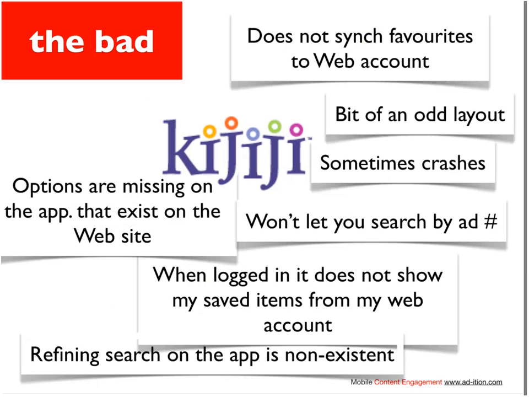When it comes to the negative, the big one, remember we talked earlier about making sure you integrate as much as possible with your other business platforms. People are complaining, saying it doesn't sync your favorites to your web account. So if I save something on the application, I go onto the website, it's not there. I've got to keep going back to the application to get that information. Crashes, we got that a lot. Options are missing in the app that exist on the website. Won't let you search by ad number. Refining search on the app is non-existent. So we've given people one rudimentary way to search for things, but they're saying, well, no, I want a better search experience, and I don't like what you're giving me right now.